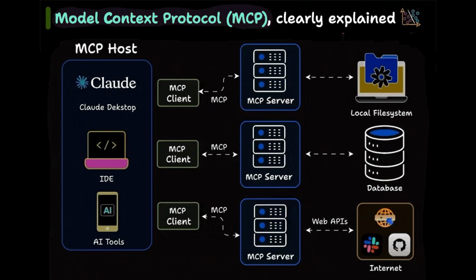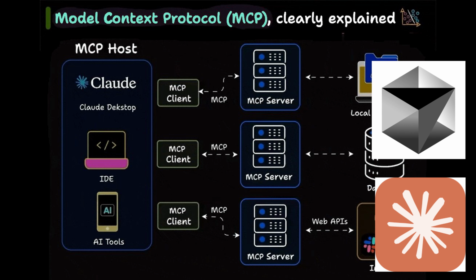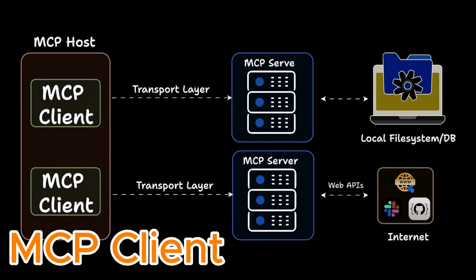MCP has three key components. The host is any AI-powered application, like Cursor AI or Claude Desktop, which provides an environment for AI interactions. It runs an MCP client to communicate with external servers. The MCP client is the middle layer inside the host that connects to MCP servers. It acts as a bridge between the AI application and external tools, handling all data exchanges.